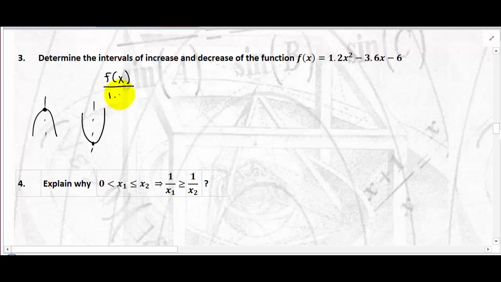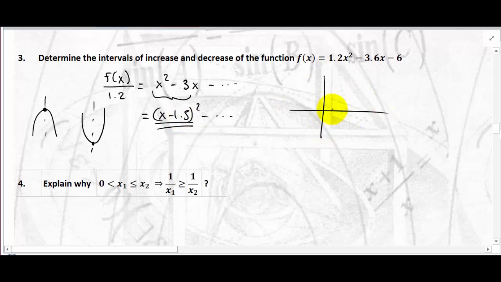Here, let me divide right away by 12. So I have x squared minus 36 over 12, which is 3, so minus 3x. And then minus, and I really don't care about the rest right here. Why? Because I got the x-coordinate of the vertex: x minus 1.5 squared minus blah, blah, blah. That's enough. This is the x-coordinate of my vertex. It's 1.5. So my axis of symmetry is x equals 1.5 right here.